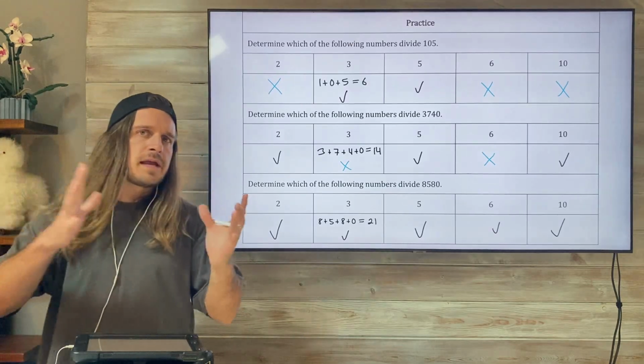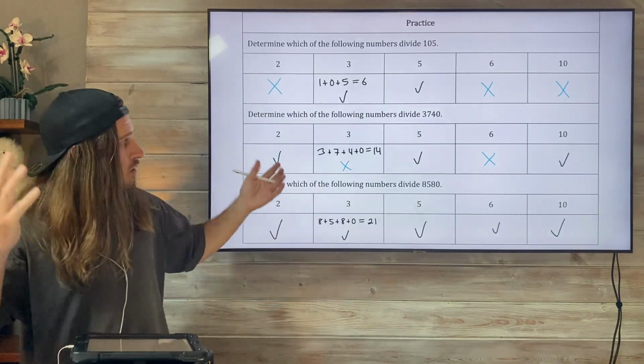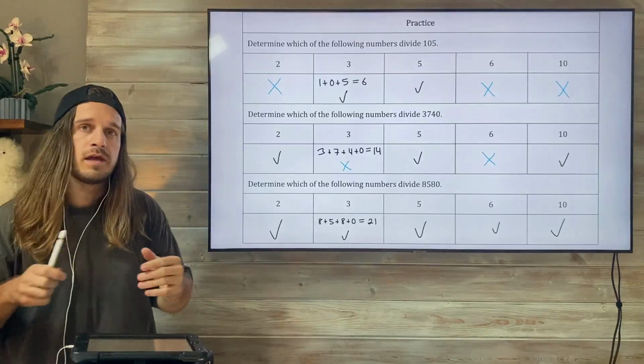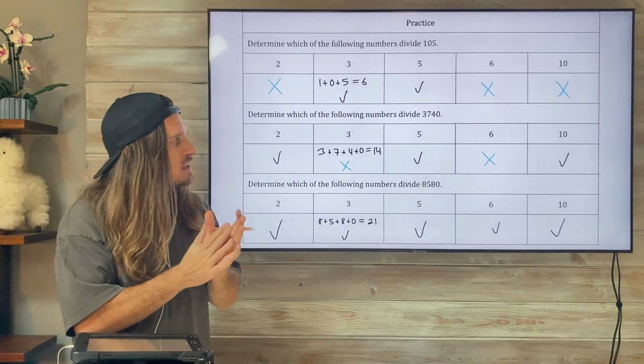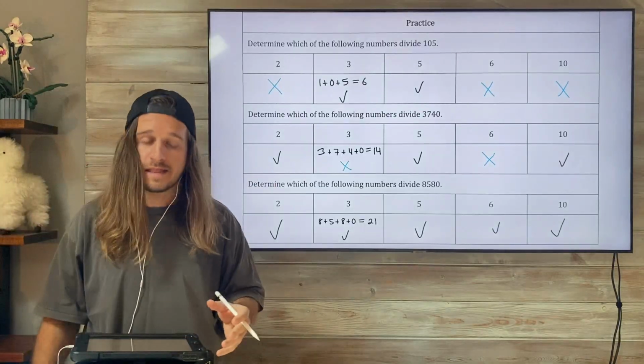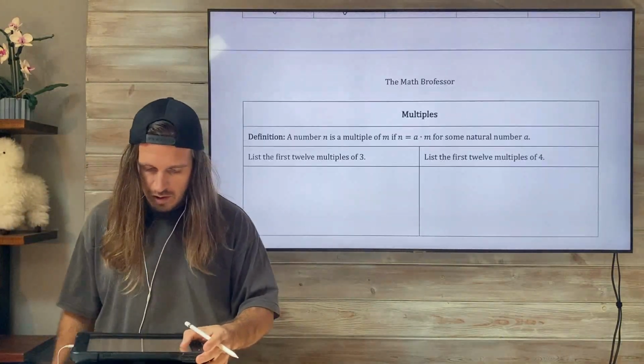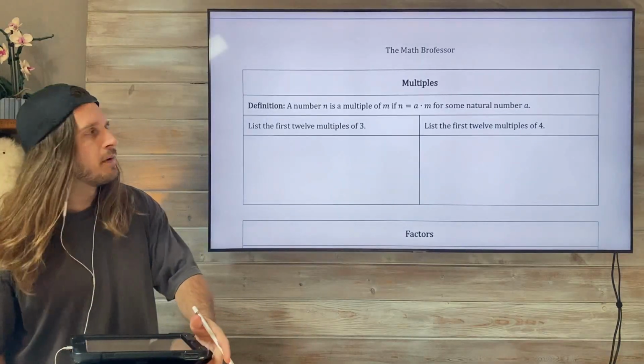Sometimes you may not be able to tell if a larger number like 3,740 is divisible by something, it may not be as obvious what numbers divide that. So this gives you a little insight, a little bit of help on how you can break that down. That'll become useful momentarily. All right, let's talk about multiples, right?